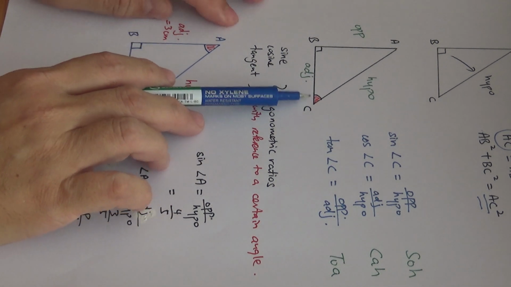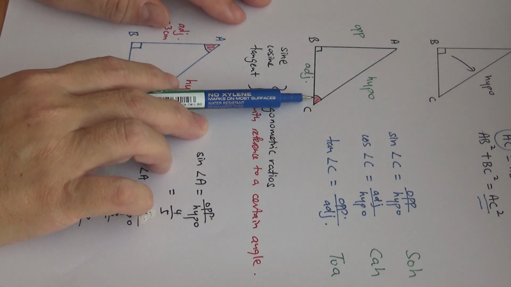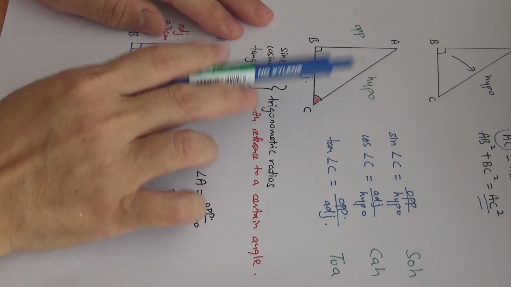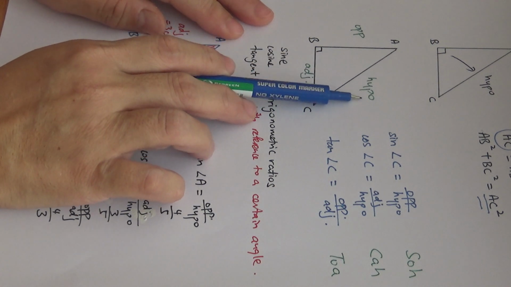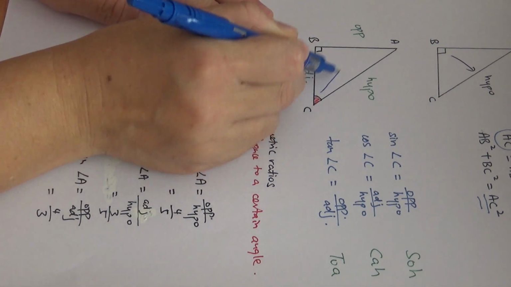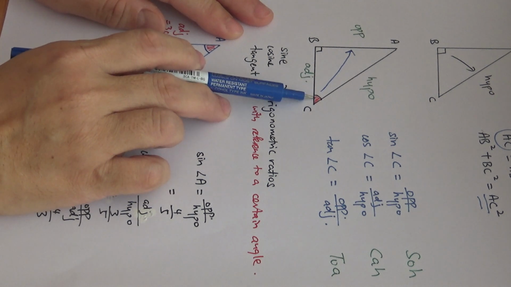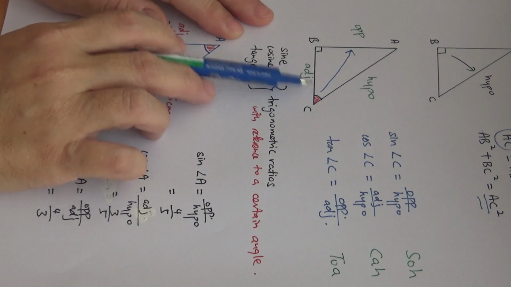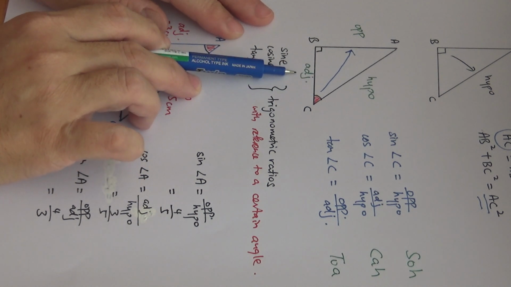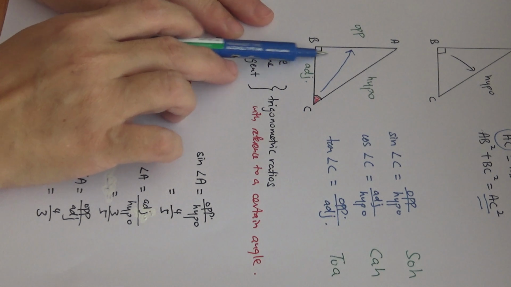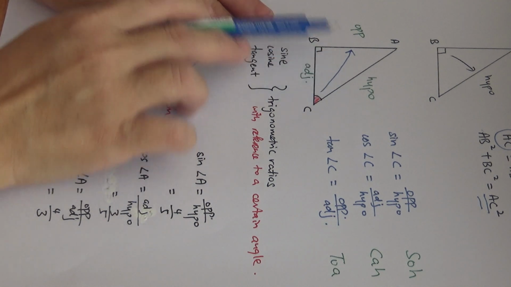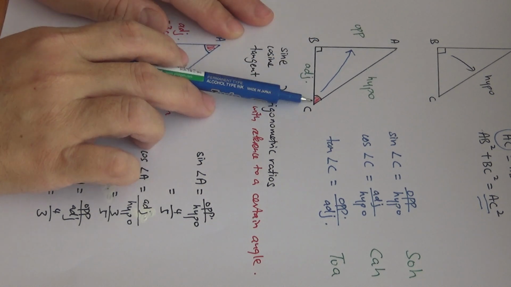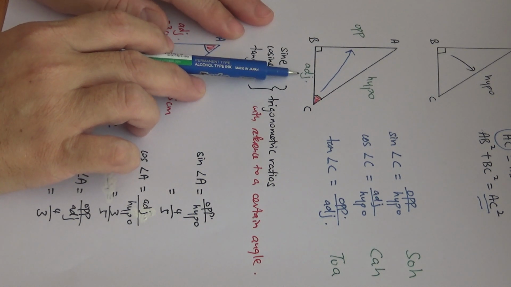Now, if I have this angle that is C, this side that's opposite the right angle is still called the hypo. This side that is opposite the angle is called the opposite side, and this side that is beside the angle is called the adjacent side. I repeat. The side opposite the right angle is still the hypo. The side opposite the angle is called the opposite side. And the side beside the angle is called the adjacent side.